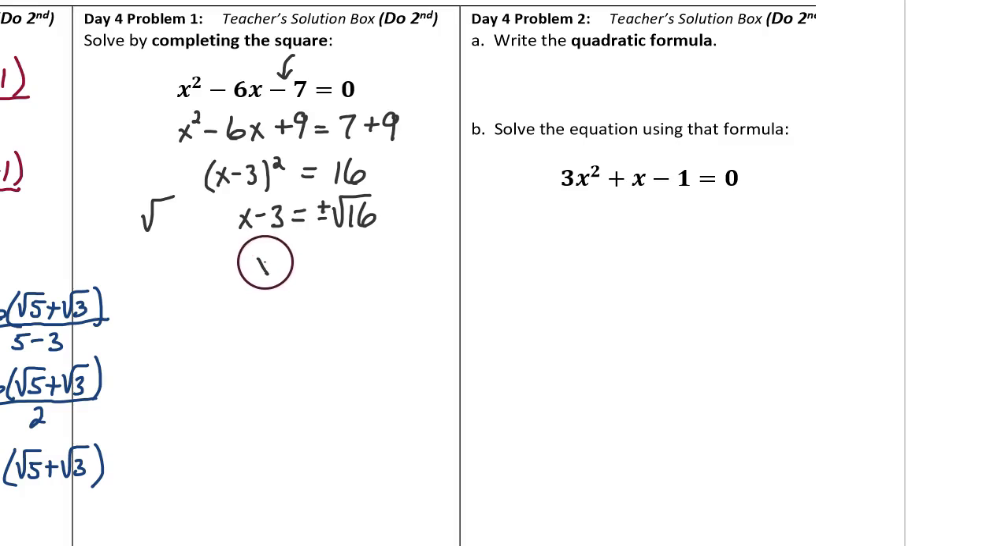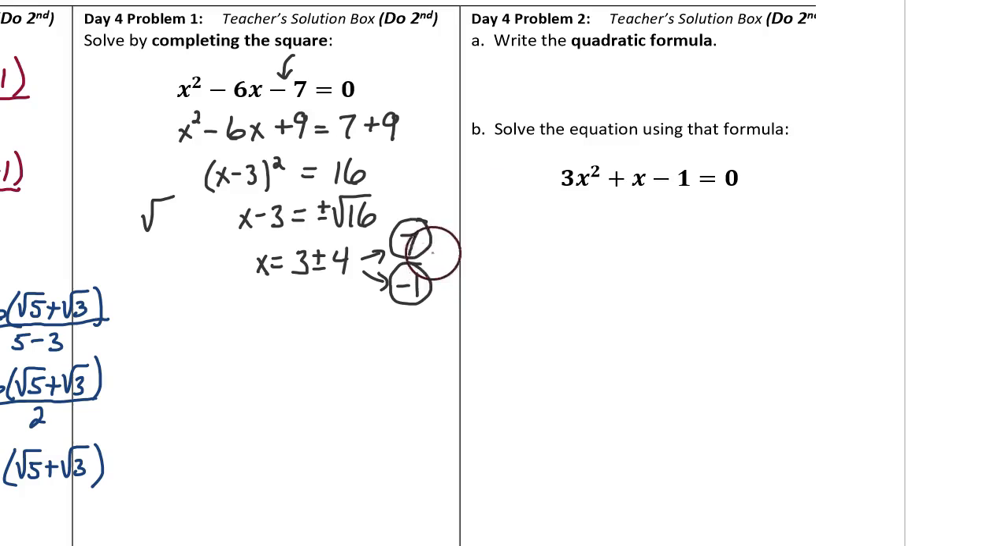Then add 3 to both sides to get the x alone. We end up getting 3 plus or minus 4. This is really two different answers. 3 plus 4 makes 7, and 3 minus 4 makes -1. Here are our two answers to the equation.